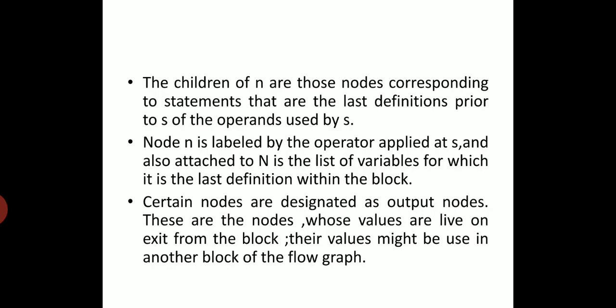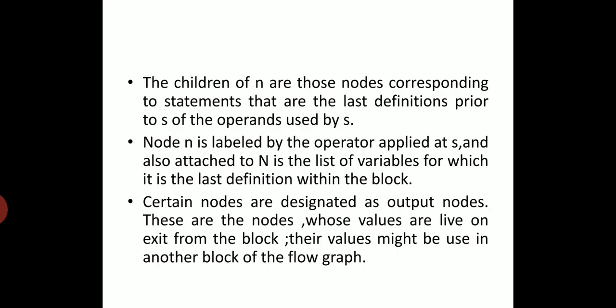Then the children of a node will be the statements that it depends upon, that is, the last definition prior to that given statement s. That means it should be checked that the nodes are still alive. Then node n is labeled by the operator applied at s. Then the node has a list of variables. That means the children nodes will always depend on the condition of the variable, that is, whether it is live or not.